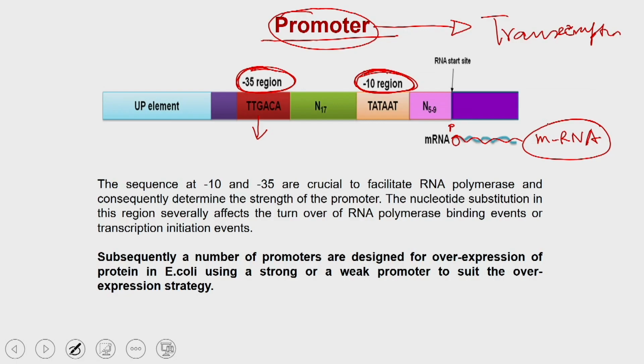The first category is the strong promoter, where the -35 region as well as the -10 region facilitates the rapid docking of the RNA polymerase. Since it is allowing rapid docking, it is going to increase the messenger RNA level within the cell.